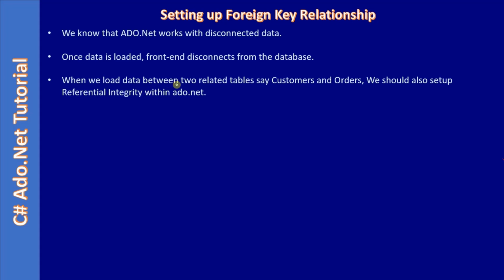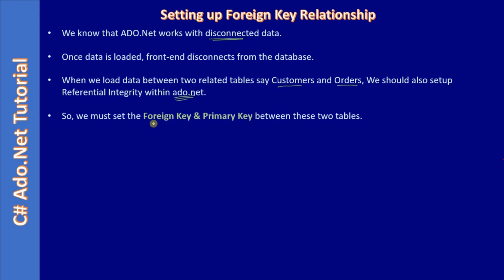When we load data between two related tables, say customers, that's one table, and orders, that's another table, we should also set up the referential integrity within ADO.NET, because ADO.NET works in a disconnected data, right? So when you are working with disconnected data, the referential integrity needs to be set with the ADO.NET so that we can avoid last minute surprise when saving the data.